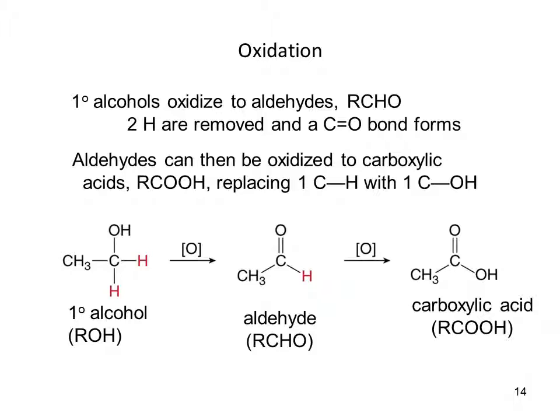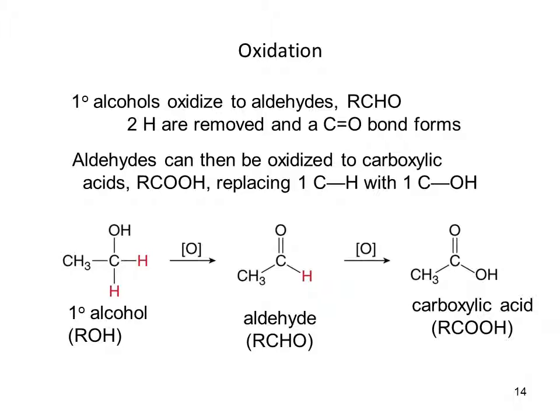You can see the alcohol is at the end of the chain, and the carbon on which the hydroxyl is attached has only one other carbon on it. When this is oxidized, what happens? Well, a hydrogen is removed from the oxygen, and then a hydrogen is removed from the carbon to which the hydroxyl group is attached. So that gives us a carbon-oxygen bond there. That's a carbon-oxygen double bond on the end of a chain, which makes it an aldehyde.